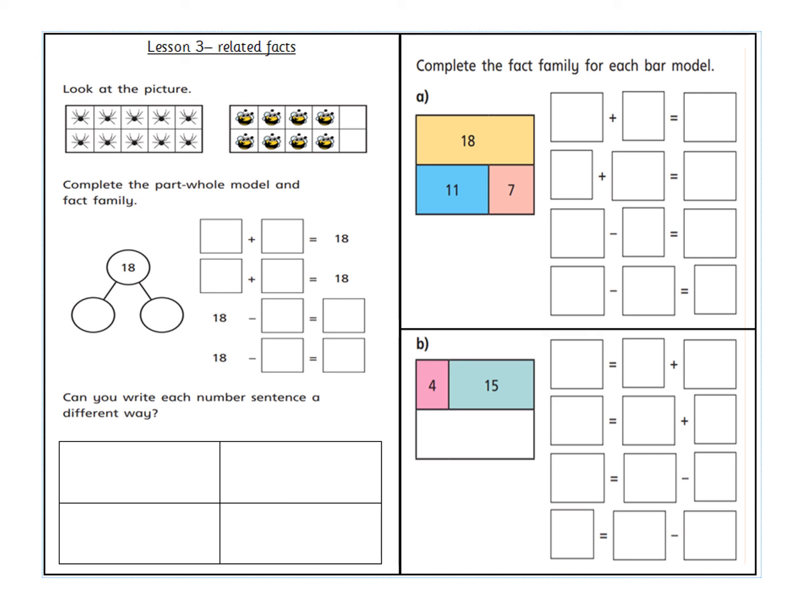And there's the symbols already in there for you. You just need to make the fact family for each one. And then at the bottom you need to work out what the whole is first, and there's your fact family, but look very carefully at where the symbols are. Good luck everybody.